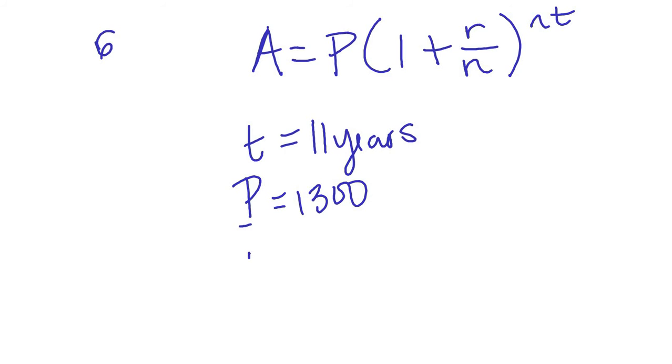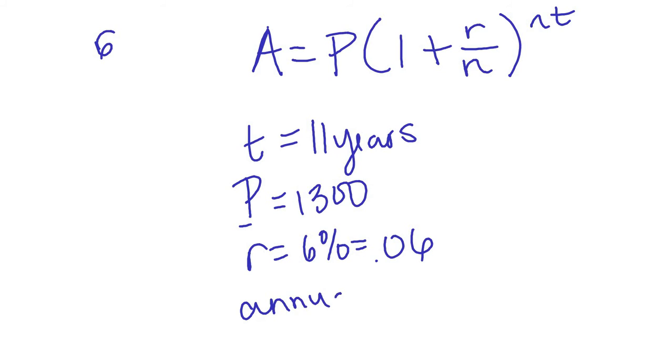And then 6% is my rate. Just keep in mind, in order for me to use it in my formula, I do need to convert that to a decimal. So my rate is 0.06. And then if it is compounded annually, so annually is what's going to help us with the n. So that's the number of times per year. So annually just means 1. So your n is 1.